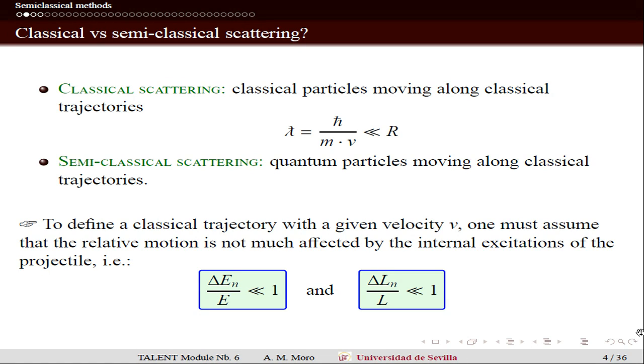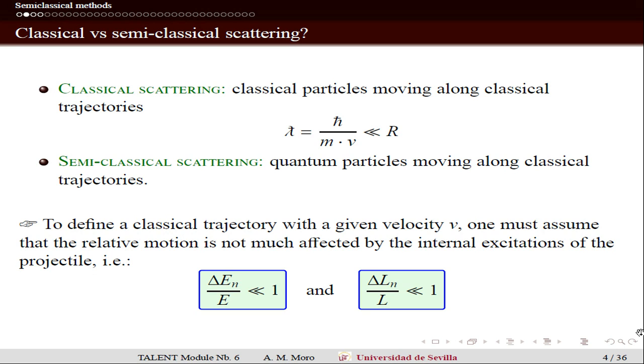So if this effect is very large, our classical trajectory will not make much sense. It will be very much distorted by this internal motion. So clearly we need an additional constraint: the energy that is transferred to, for example, the projectile must be small compared to the total kinetic energy, so that we don't have a trajectory that is disturbed by these internal motions.